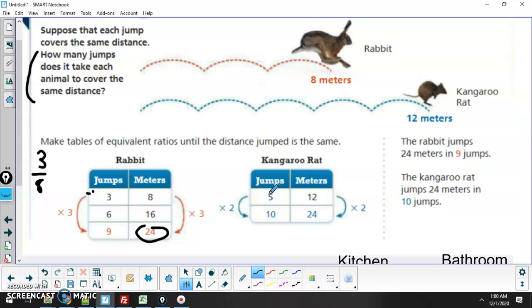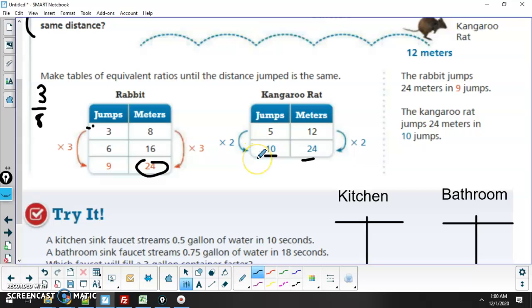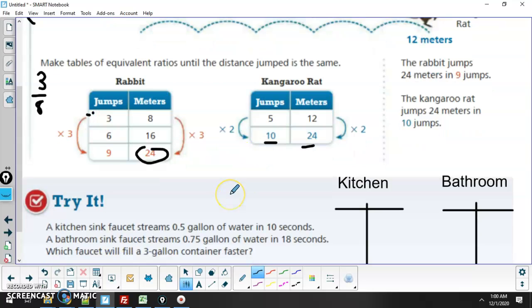Kangaroo rat, on the other hand, it takes him 10 jumps to cover 24 meters, okay? So we took his and multiplied it by 2 to get his new rate, which is actually the same rate, it's just scaled to be a little bit bigger, okay? More distance, but more jumps. So it's the same rate, really. So at 24 meters, they would both cover the same distance, okay? And the kangaroo rat goes a little bit less per jump. So it takes one more jump for him.